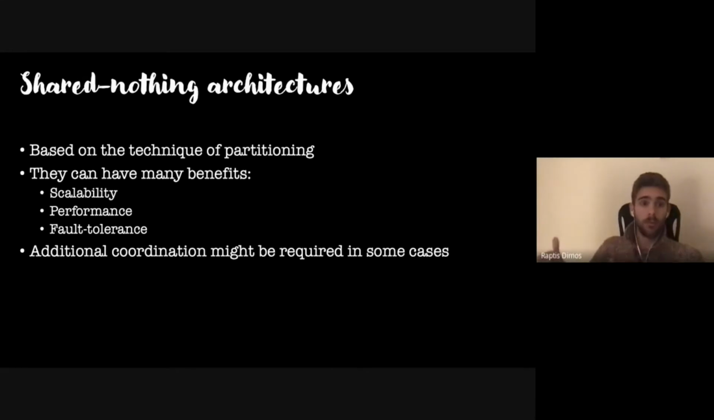But in order to do that, they typically have to introduce coordination back to the system, coordination and sharing between those partitions, as we will see later on. And of course, this introduction of coordination and sharing back to the system can have negative impact on all the dimensions we talked about: scalability, performance, and fault tolerance.